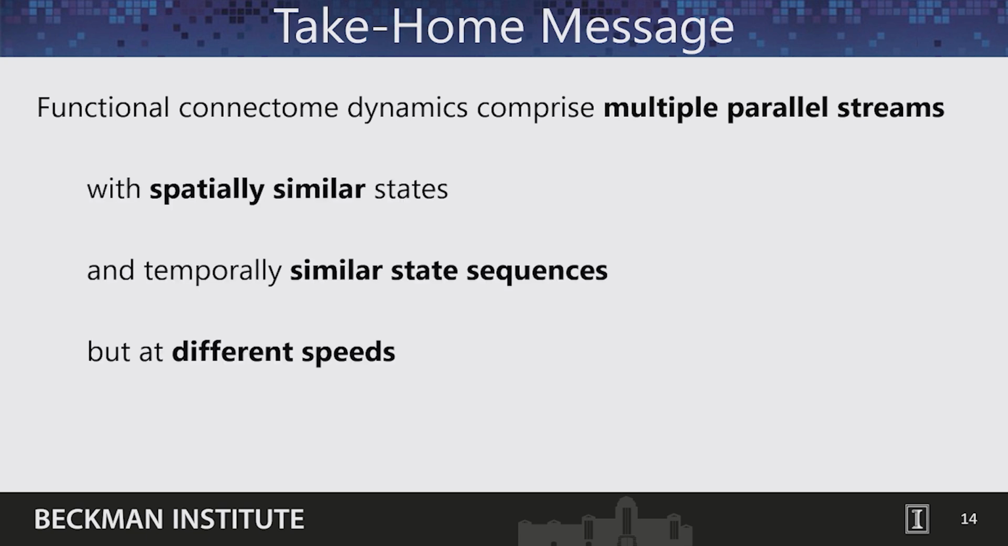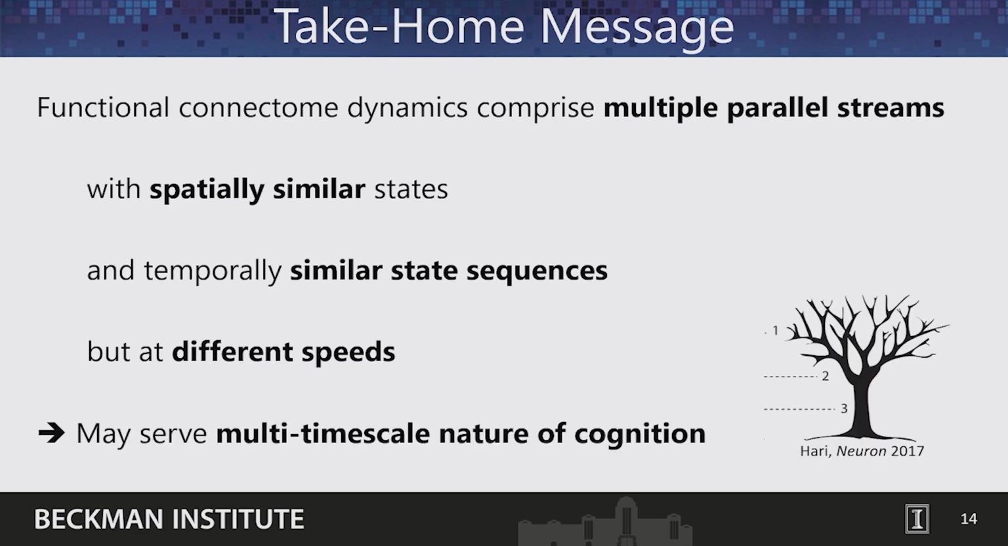And these streams do have some degree of spatial similarity in terms of their states, and I didn't show any data for that, but we also observed that the statistical properties of sequencing, so the transition probabilities, for example, are very similar between fMRI and the concurrent EEG. However, the streams unfold at different speeds, and they really appear to be independent of each other. And so I think that is how the brain perhaps might be responsive to the multi-time scale nature of the environment that we're dealing with.